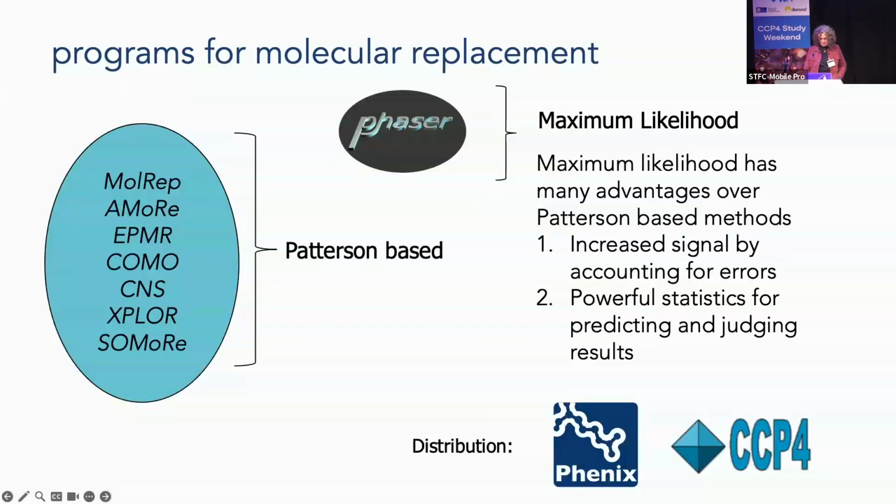Okay, so yes, our survival depends on finding new protein structures. So why do we like Phaser? Phaser is novel. That's the novel part of it. Well, it was when it first came out. It uses maximum likelihood compared to Patterson methods, which are used by other molecular replacement programs. And the reason why we like maximum likelihood is that we get increased signal by accounting for the errors, and we also have powerful statistics underlying it, which gives us ways of predicting and judging solutions.